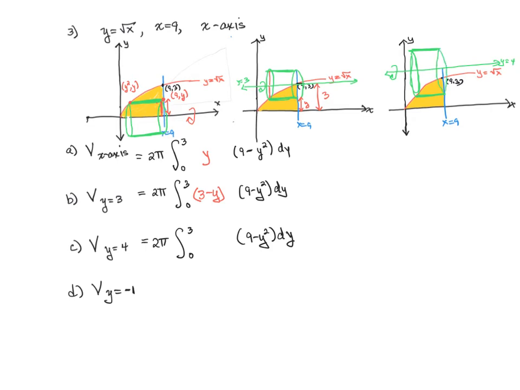So again, this distance is y. The distance from the axis of revolution to the x-axis is 4, so the radius here would be 4 minus y.